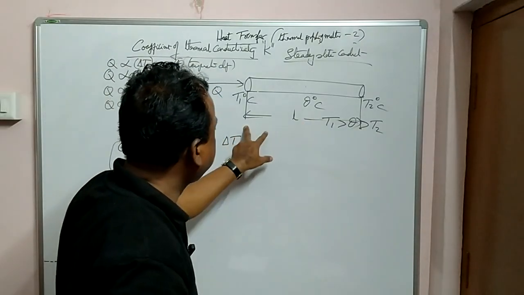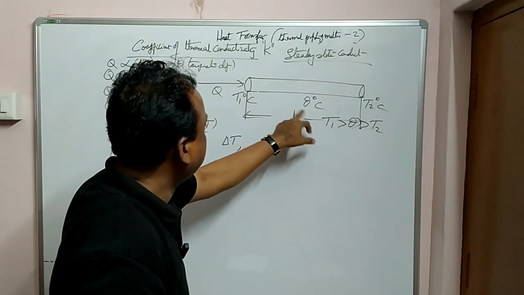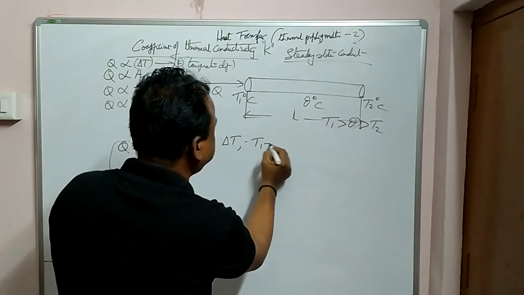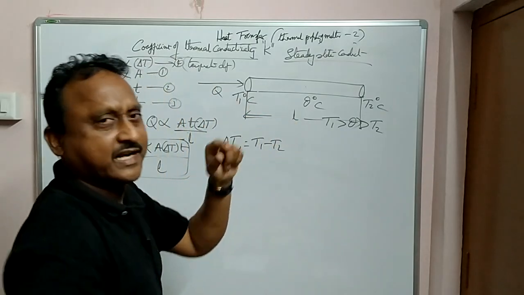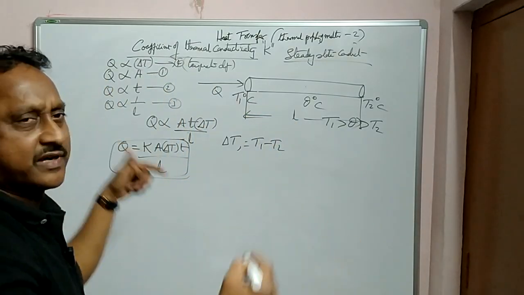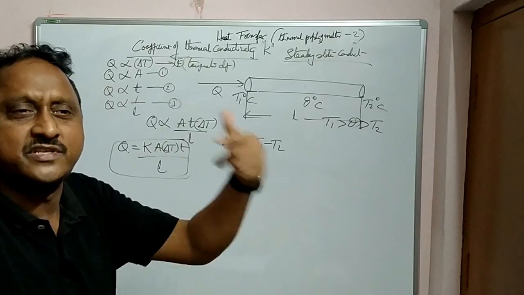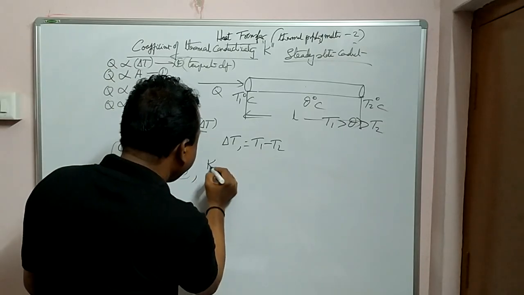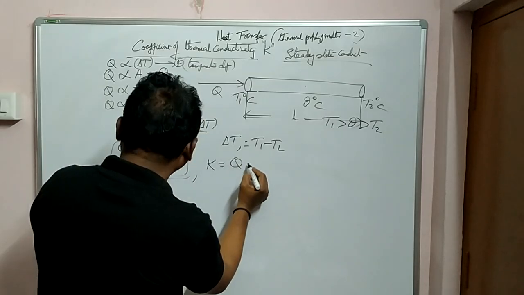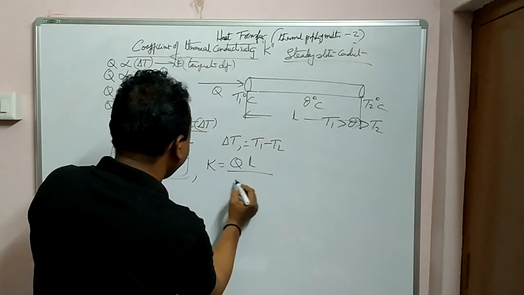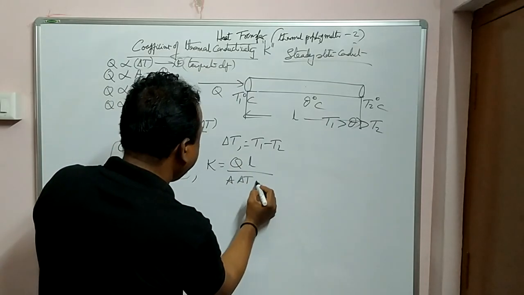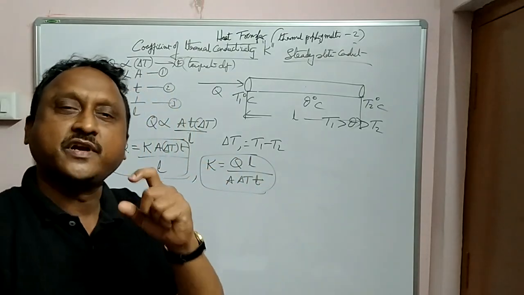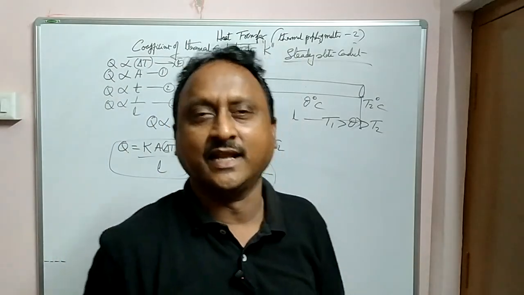If you take between these two, it is T1 minus theta, because these are higher. If you take between these, then it is T1 minus T2, because T1 is greater than T2. And L is the length of the conductor, t is the time, how much time the heat is flowing. Now from this you can find out what K is. K is nothing but Q into L by A delta T into t. So this is the equation for the coefficient of thermal conductivity of the material.